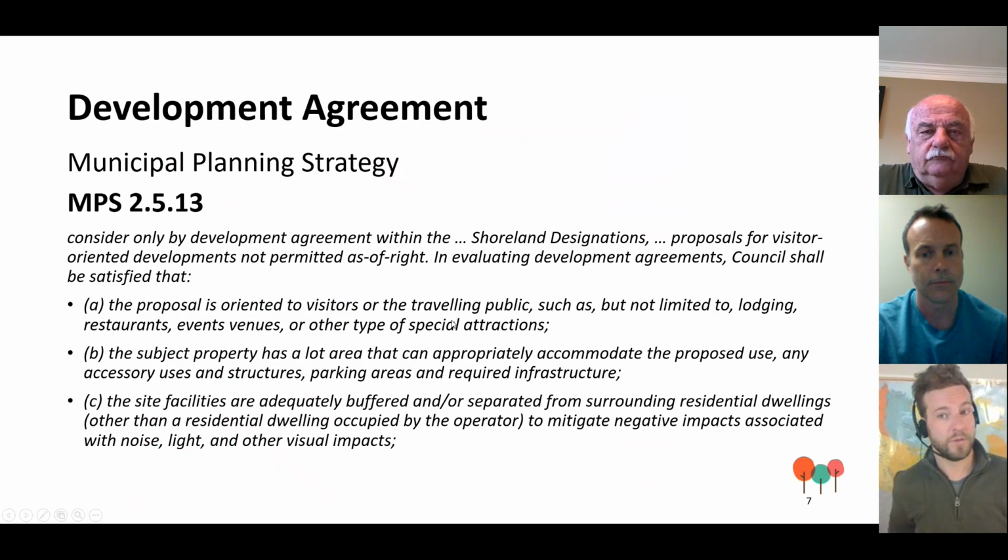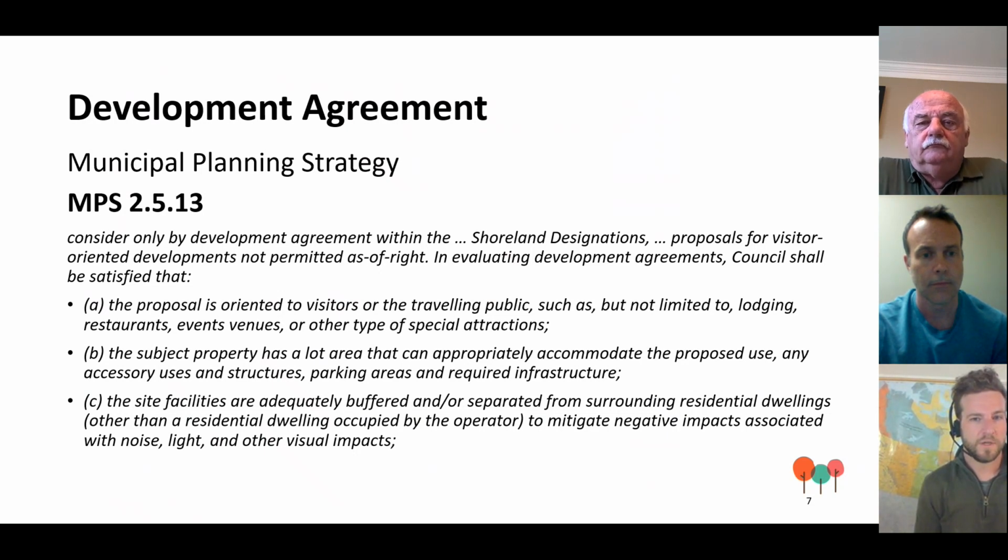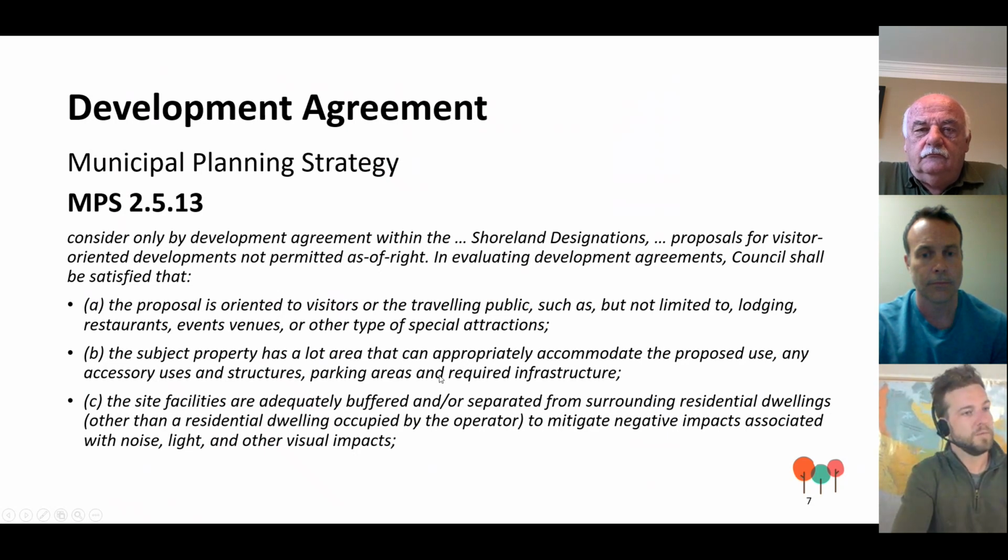Now, the municipal planning strategy recognizes the ability to do tourist accommodations like this in this particular policy here. It allows council to consider tourist accommodations as well as restaurants or event venues or other special attractions. So in evaluating these development agreements, we want to see that the proposal is oriented to visitors or the traveling public, be that in lodging or restaurants or otherwise. We also want to see that the subject property has an appropriate lot area. And again, we're talking about a 30-acre lot here, potentially up to 30 units, being about one acre per unit.